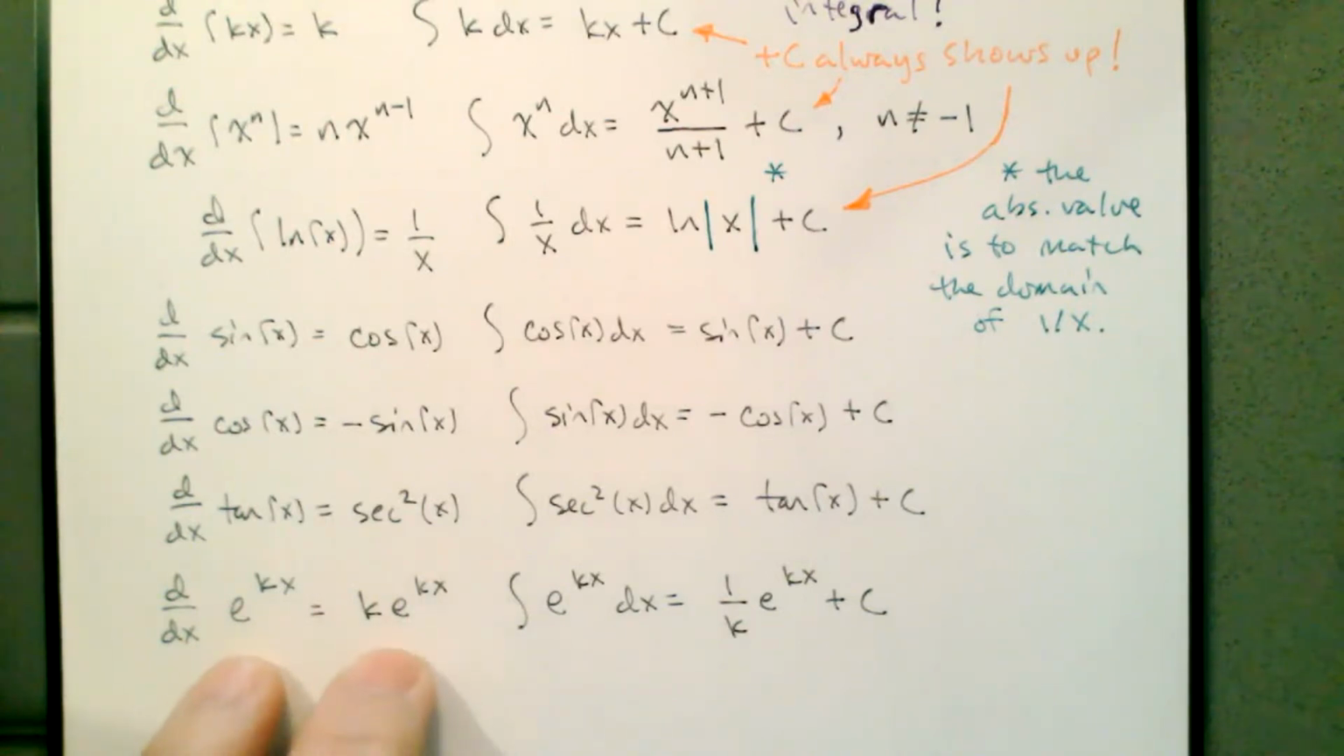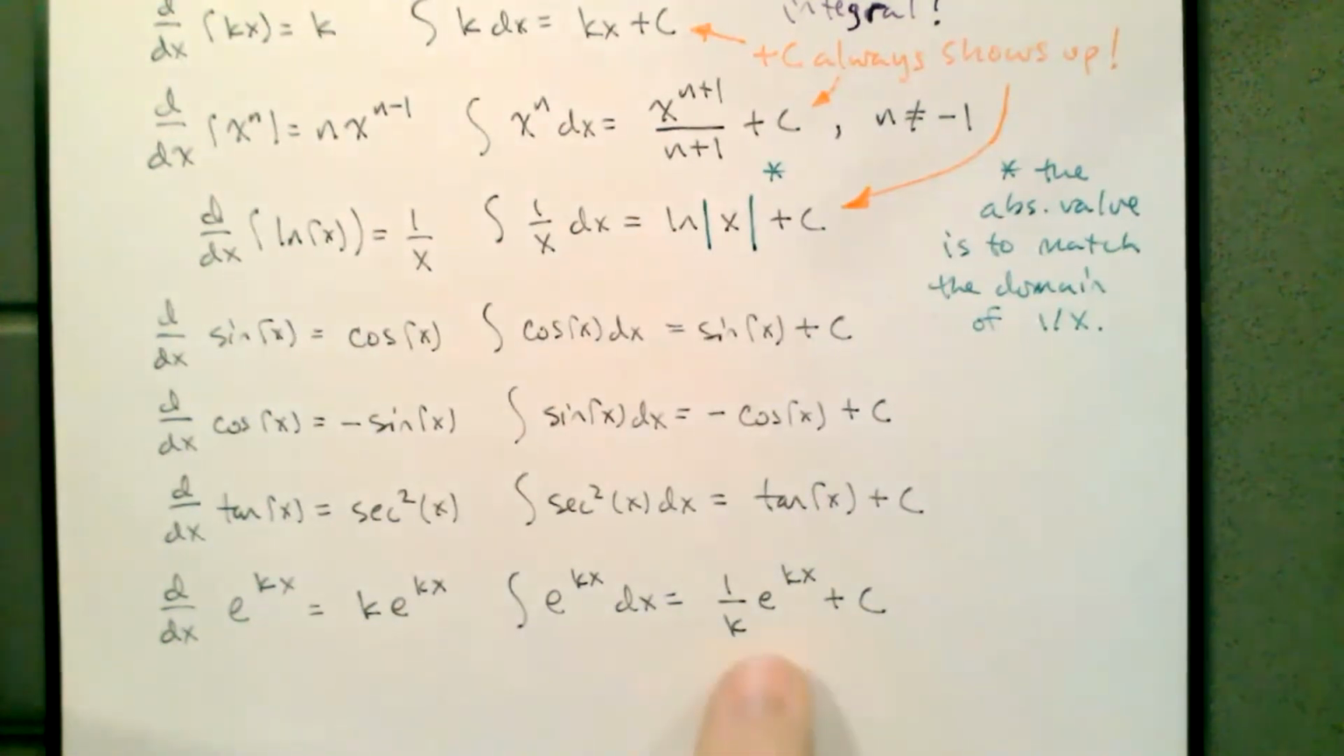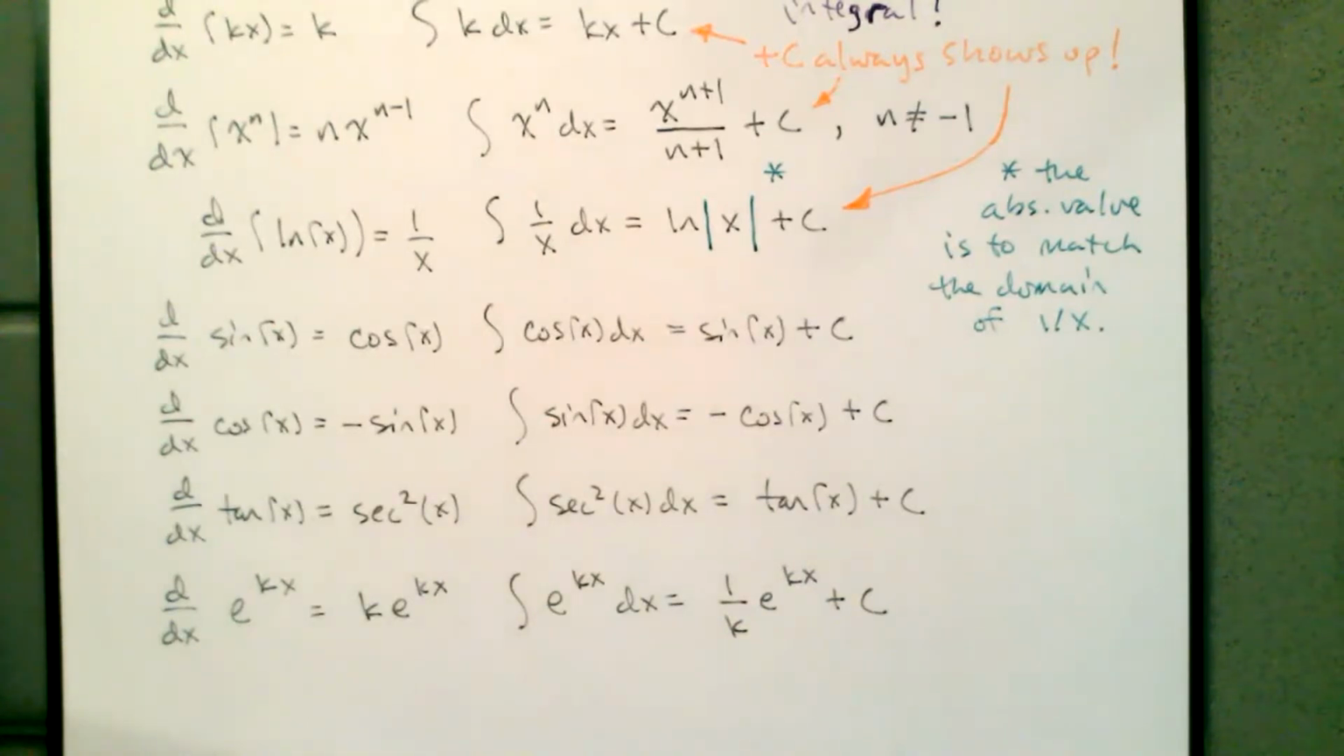If we just think about this, the derivative of e to the kx is k e to the kx. If I multiply both sides of this equation by 1 over k, which I can do because the derivative is a linear operator, then the k will cancel out with the 1 over k. So that's why the 1 over k shows up over here. When we differentiate, it's going to be a k. When we integrate, it's going to be a 1 over k. Okay?